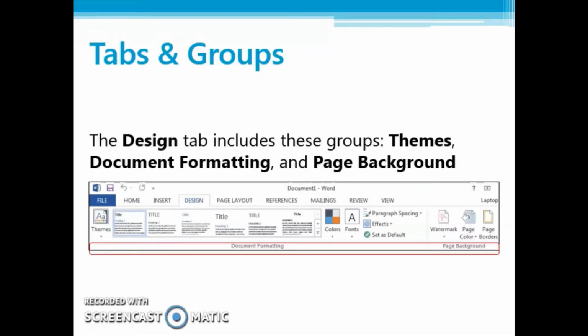Next up is the Design tab, which includes the themes, document formatting, and page background groups. So first, starting with the Themes group, this is what allows us to add a color or font theme to our document. We also have the Document Formatting group, which allows us to insert a specific layout or font theme. And then finally, we have the Page Background group, which allows us to add a watermark, a colored background, or a border to our document.